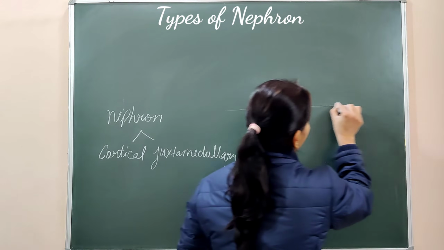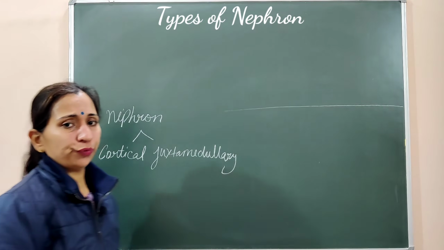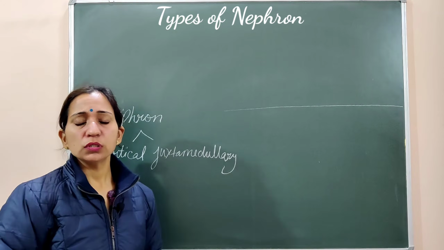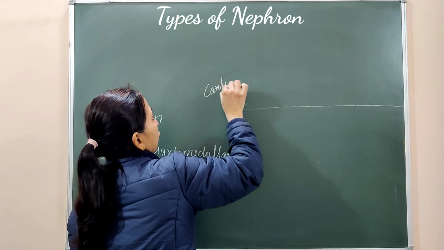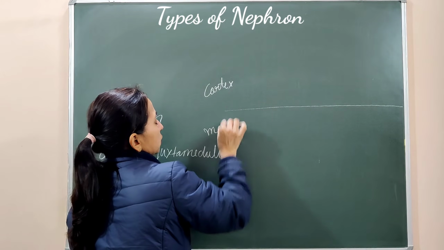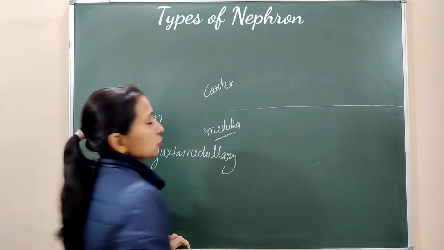In the same diagram we are showing both of these two types of nephron. We know that the kidney is internally divided into two regions. The first is known as the cortex region, another one is known as the medulla region. So these are the two regions of the kidney.